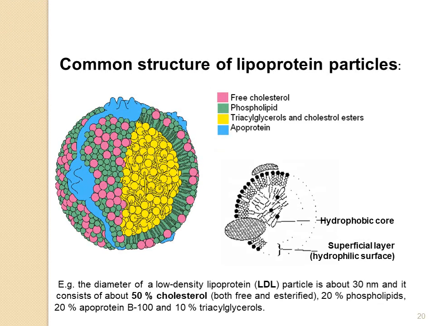Now the common structure of lipoprotein particles, as we see, consists of free cholesterol, phospholipid, triglyceride and cholesterol ester with the apoprotein. We notice that the protein is located to the outside. Also the phospholipid has its polar end, the phosphate, to the outer surface, while the fatty acid chain, which is non polar, is to the inside. The triglyceride and cholesterol ester are usually located inside the lipoprotein structure.